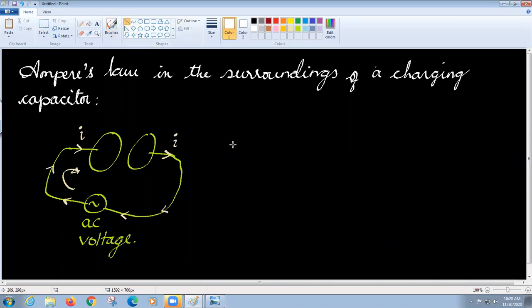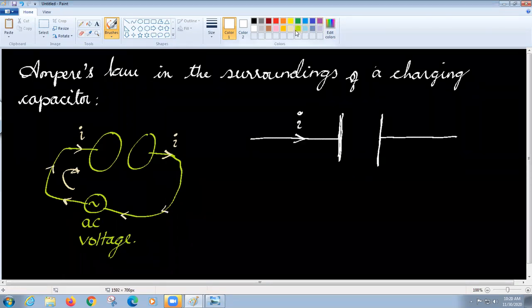Let me redraw this again. So I have a straight piece of a conductor. Okay, let me draw like this. It's very difficult to draw straight. So I'm just showing the edge of the capacitor plates. This is the edge of plate 1, and this is the edge of plate 2. So there is current I like this, and we expect the same current this way.